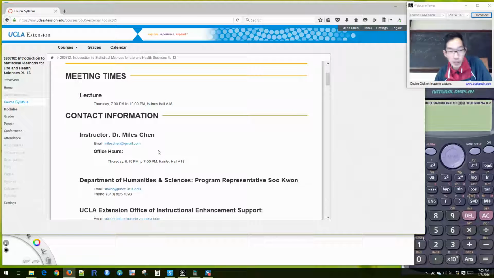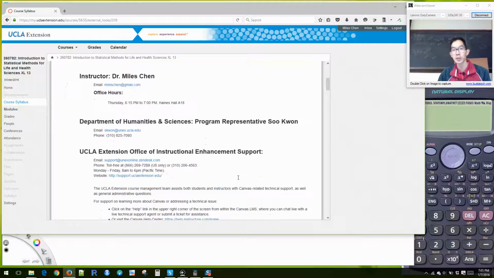My email address is this. You can send me emails. I teach 4 statistics classes, so in your email make sure you write XL13, so I know that you're talking about this class. Just because if you say I'm in your statistics class, that doesn't help me out. I mean, I'm sure you guys are taking only one stats class, but me teaching 4 of them, I still won't know which class you're talking about. So make sure you write XL13 somewhere in there.